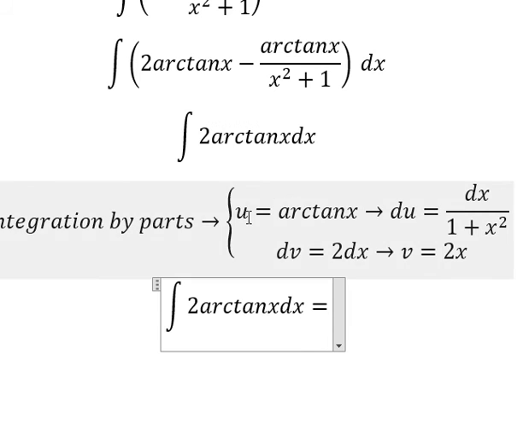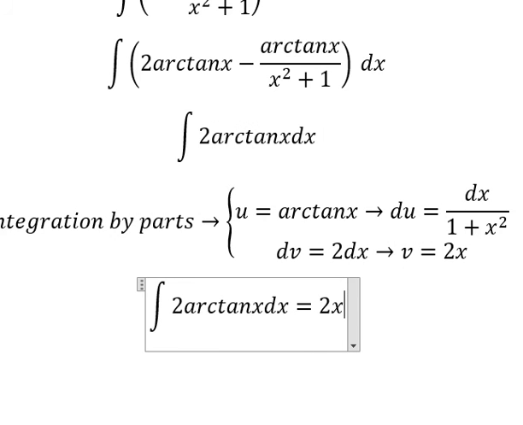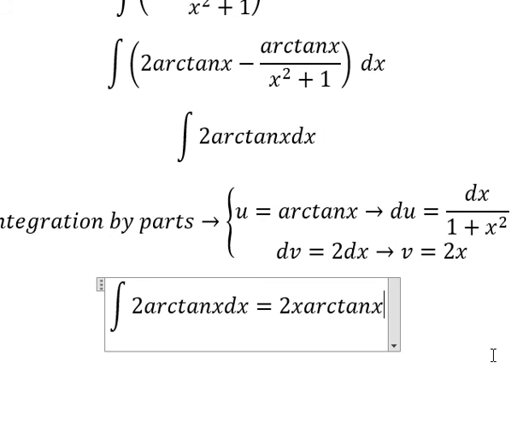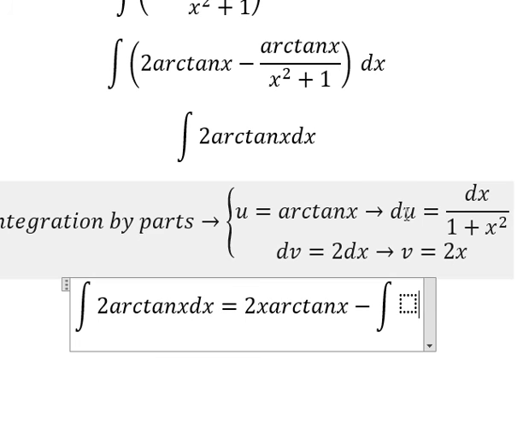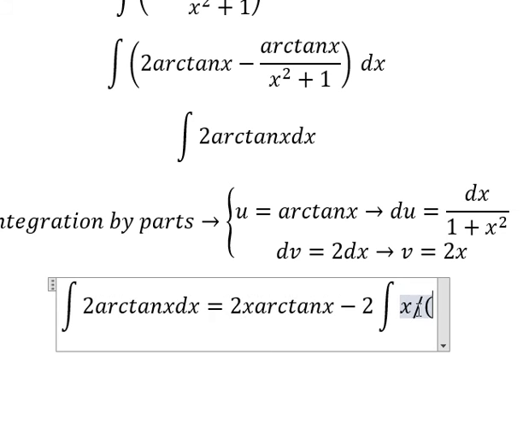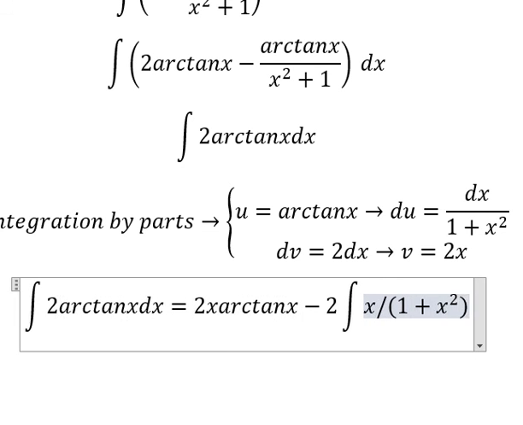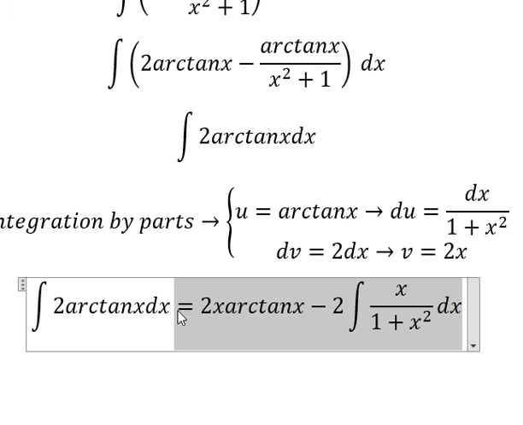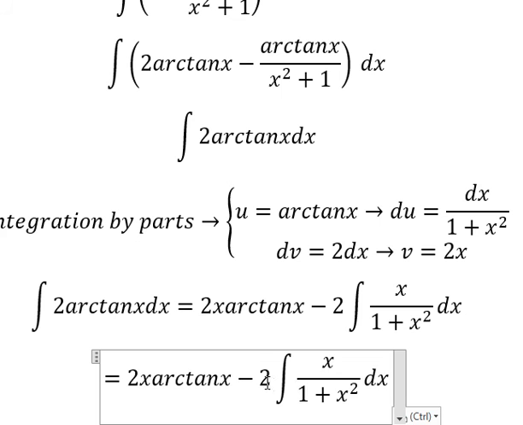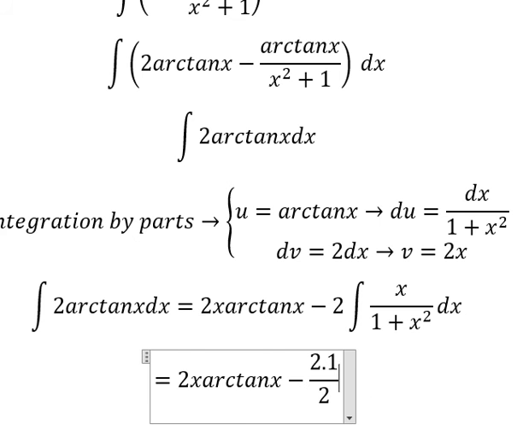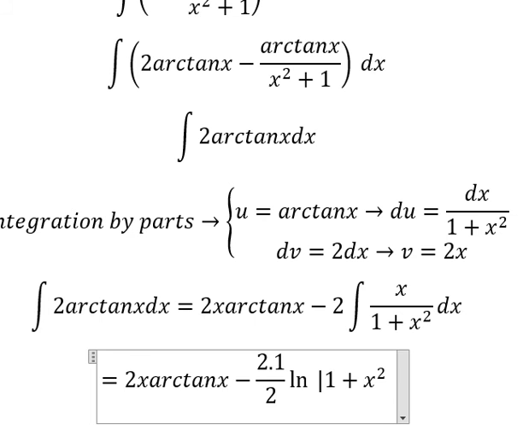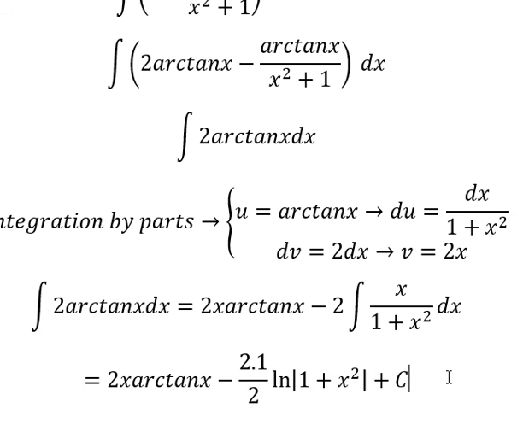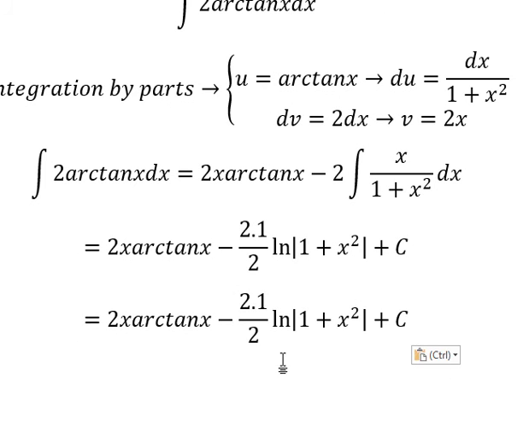So we get u multiplied by v, so you get 2s arctan of s, and we have a negative in here. We have du multiplied by v, and that should be 2s over 1 plus s squared ds. The integral of this one, you get 1 over 2 ln of the absolute value of 1 plus s squared, and we put c. This one we simplify.